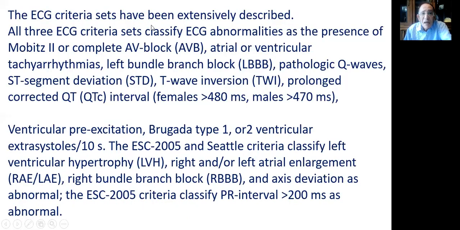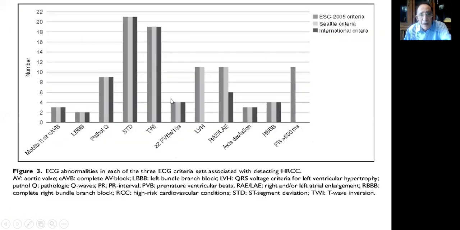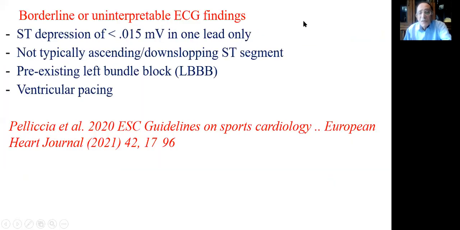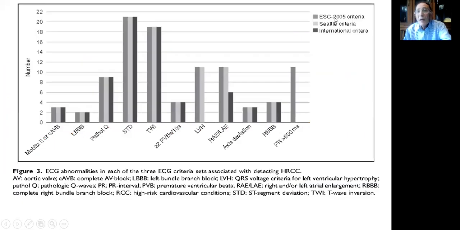The ECG criteria sets have been extensively described. There are 3 classifications: European classification, Seattle classification, and international classification. All 3 ECG criteria sets classify ECG abnormalities as the presence of Mobitz 2 or complete AV block, atrial or ventricular tachyarrhythmia, left bundle block, prolonged QT, T wave inversion, ventricular pre-excitation, Brugada 1 or 2. All these are pathological. These are the 3 international classifications: European Society of Cardiology criteria, Seattle criteria, international criteria.